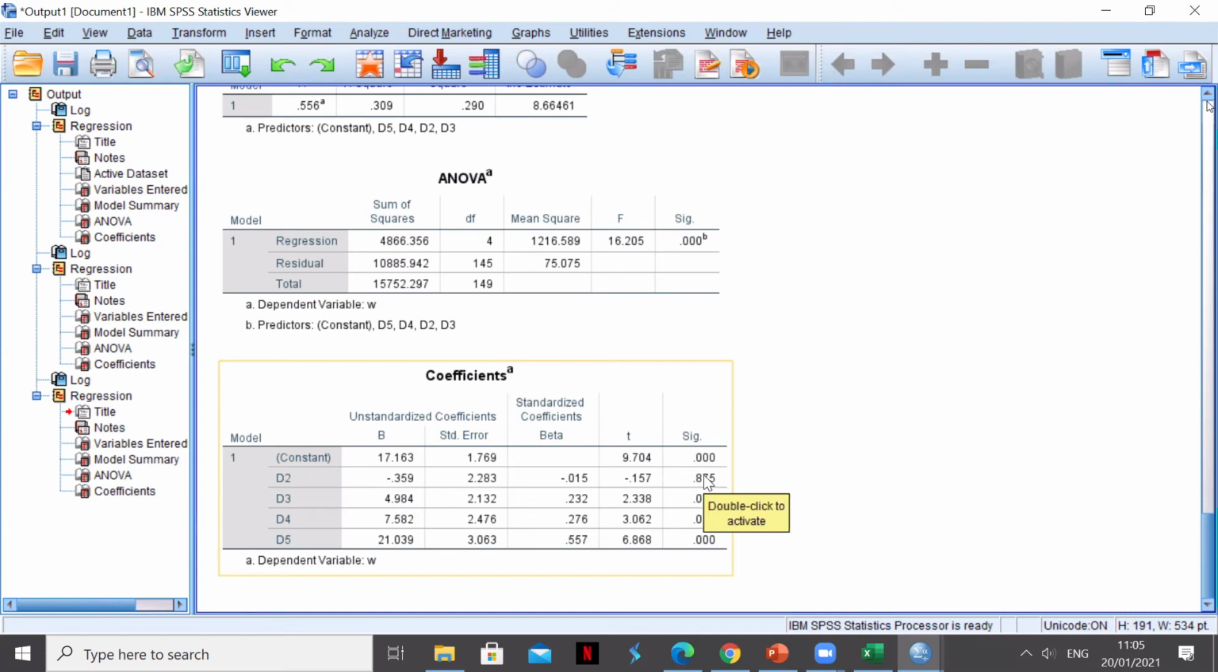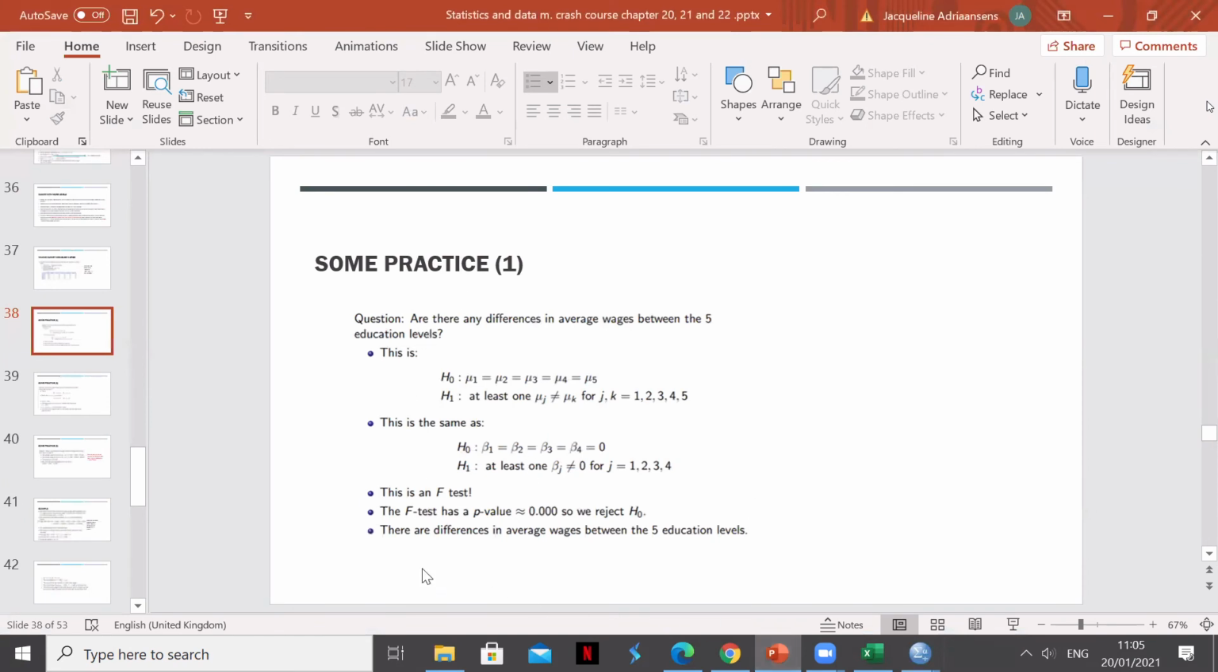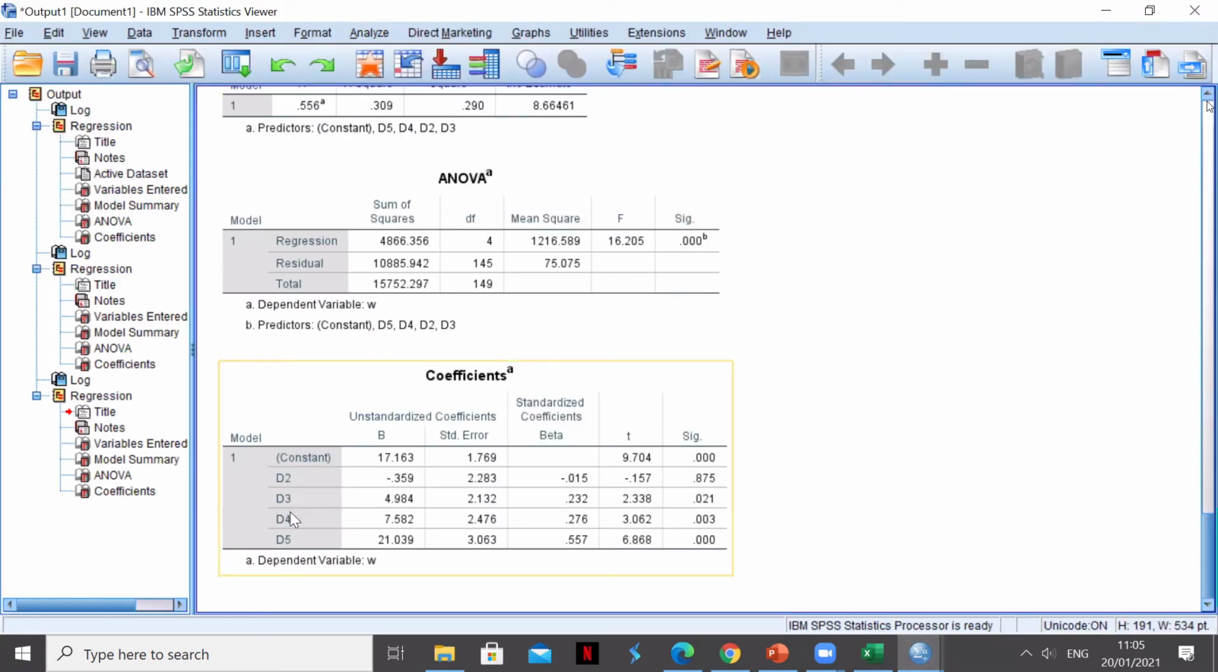But that's not the question. The question is whether there are any differences, and for that we can simply use an f-test to conclude that yes, there are differences. We don't know yet which, we need a t-test, but that's not the question. If they would ask which level, then you would say D3, D4, and D5. Okay?